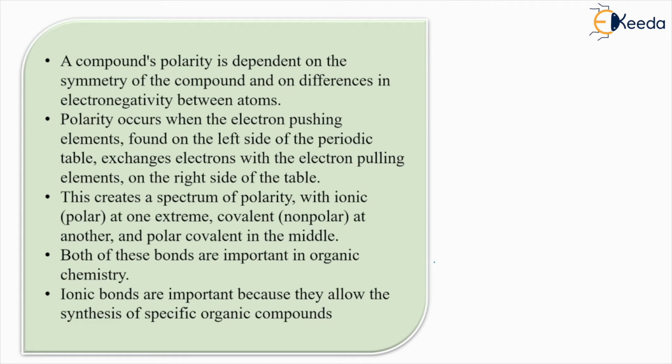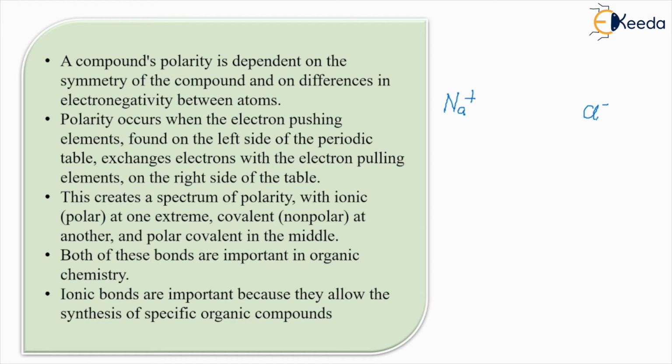A compound's polarity is dependent on the symmetry of the compound and on differences in electronegativity between atoms. Polarity occurs when the electron pushing element found on the left side of the periodic table exchanges electrons with the electron pulling element on the right side of the table. So now there are different kinds of elements, electron pushing and electron pulling. Basically, if I take sodium, it's an electron pushing element. If I take chlorine, it's an electron pulling element.